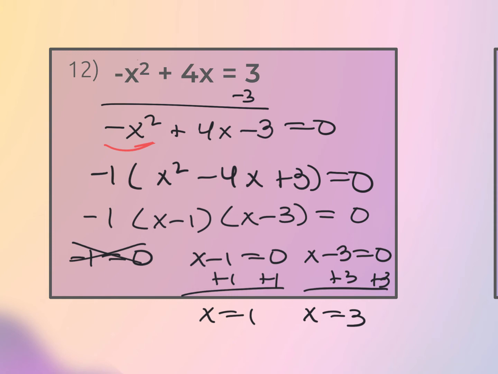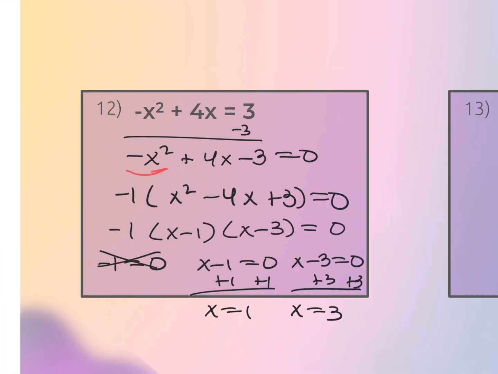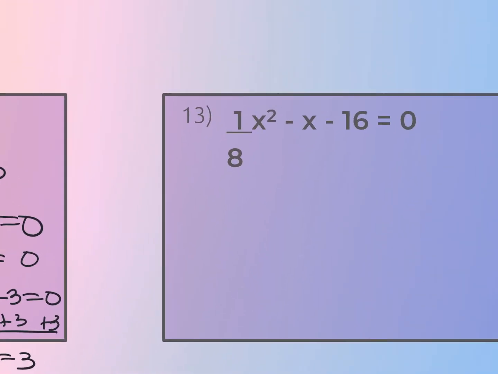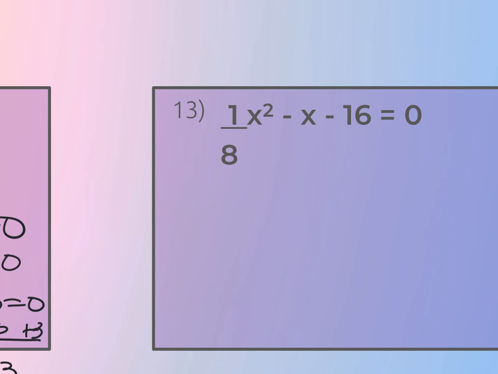All right, next one has a fraction. I do not want to have to factor a fraction. So what I'm going to do is get rid of the fraction by multiplying everything by the LCD. So I'm going to multiply my entire equation here, all three things, by 8. So I'm going to distribute an 8 here, here, and here.